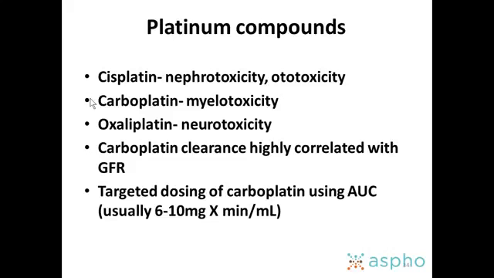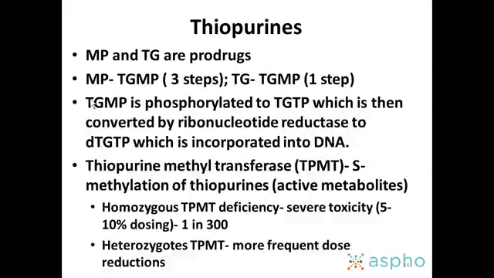And in salvage regimens, like when you're using ICE chemotherapy, which is ifosfamide, carboplatin, and etoposide, you usually aim for a higher AUC, which is closer to 10. But what you should know is that the higher AUC will result in more severe myelotoxicity, particularly thrombocytopenia.